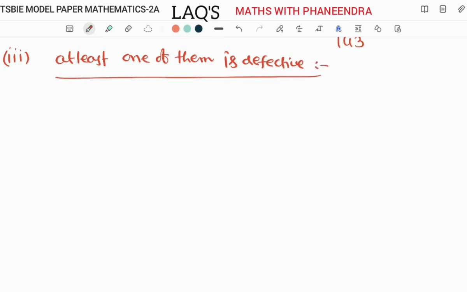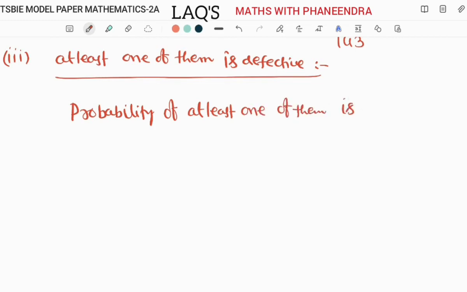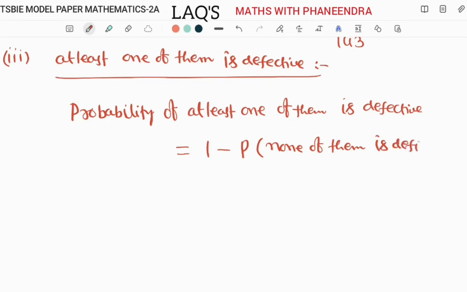So at least one of them is defective means the probability of at least one of them is defective is equal to 1 minus the probability that none of them is defective. None of them is defective. Logically, you think, dear students.